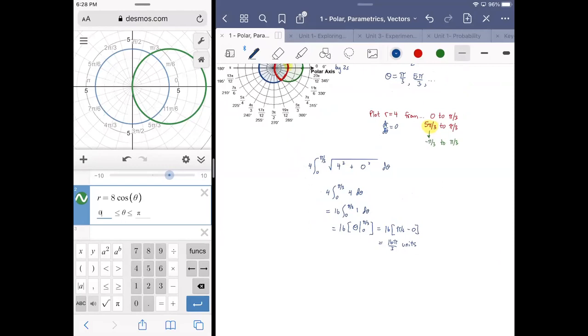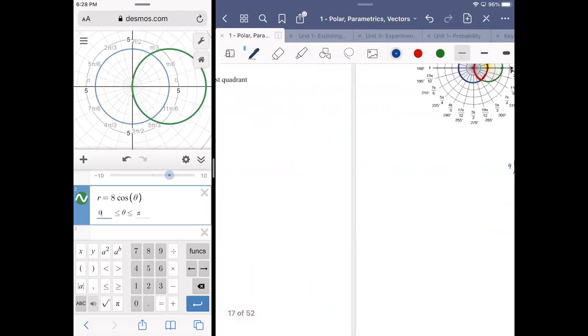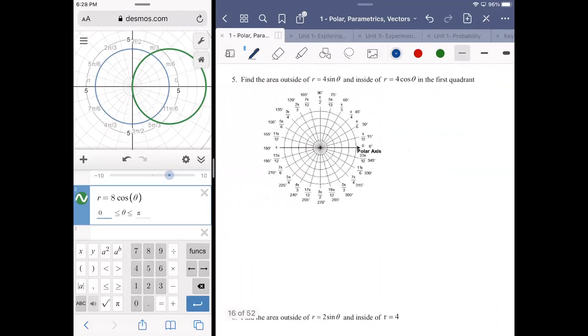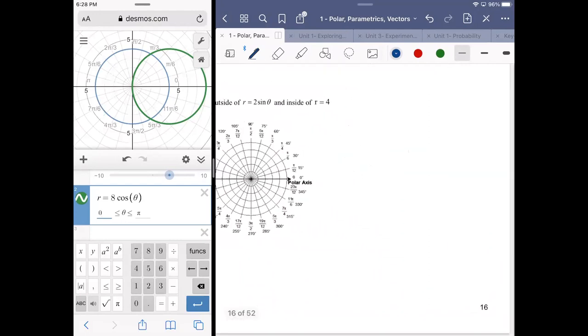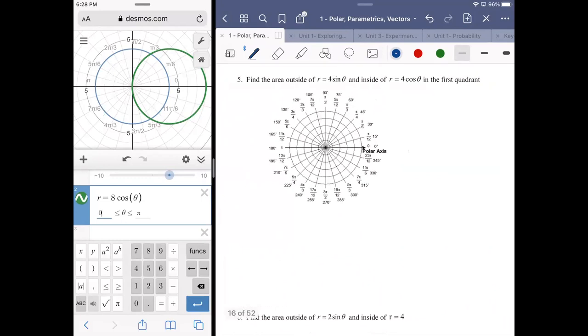All right. So flipping back, let's take a look at this. These are two similar problems on page 16. So we can just tackle number 5 and see how that goes.